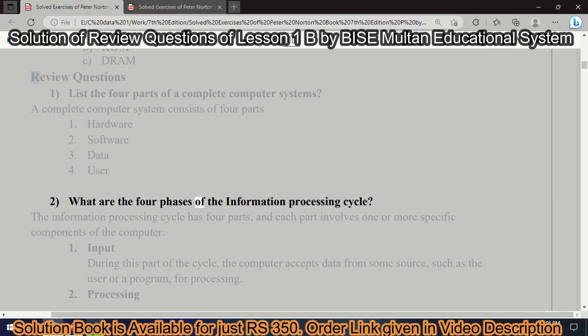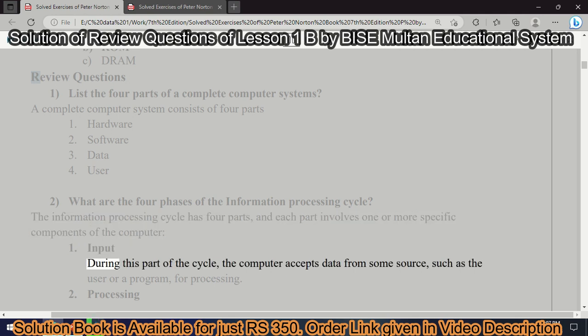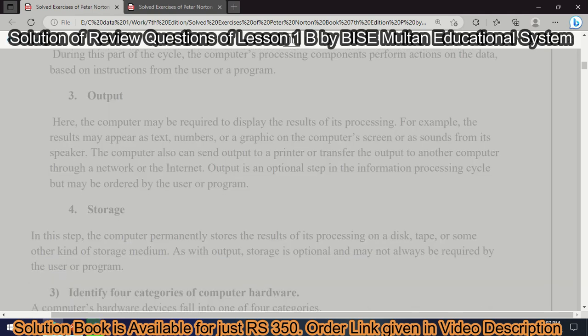2. What are the four phases of the information processing cycle? The information processing cycle has four parts, and each part involves one or more specific components of the computer. 1. Input. During this part of the cycle, the computer accepts data from some source, such as the user or a program, for processing. 2. Processing. During this part of the cycle, the computer's processing components perform actions on the data based on instructions from the user or a program.